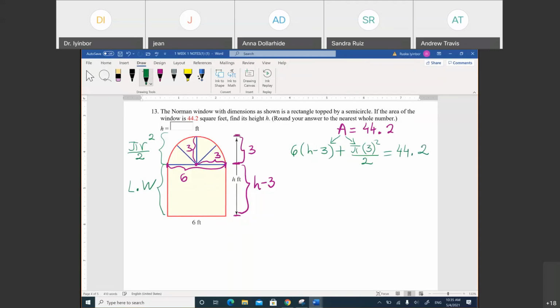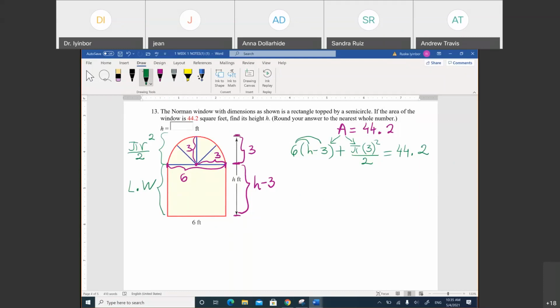Everybody so far so good? And now we set up the equation. When you solve it for h, you're going to find the height of the window. That's what you need to get, okay? So how are you going to solve this? You're going to distribute. You're going to multiply here 3 squared. Pi is a number, you're going to use it as a number. And here we have to round to the nearest whole number. Keep that in mind, okay?